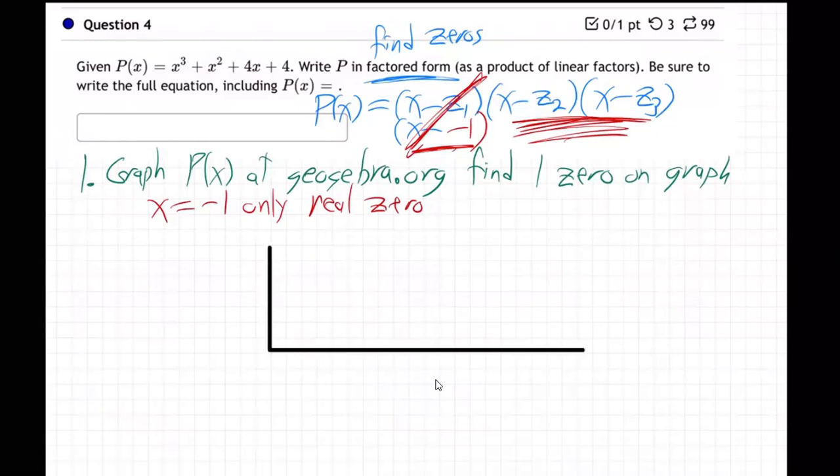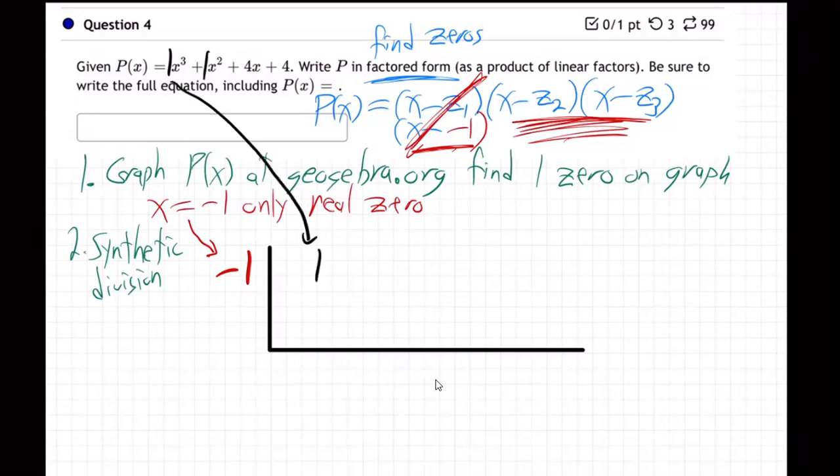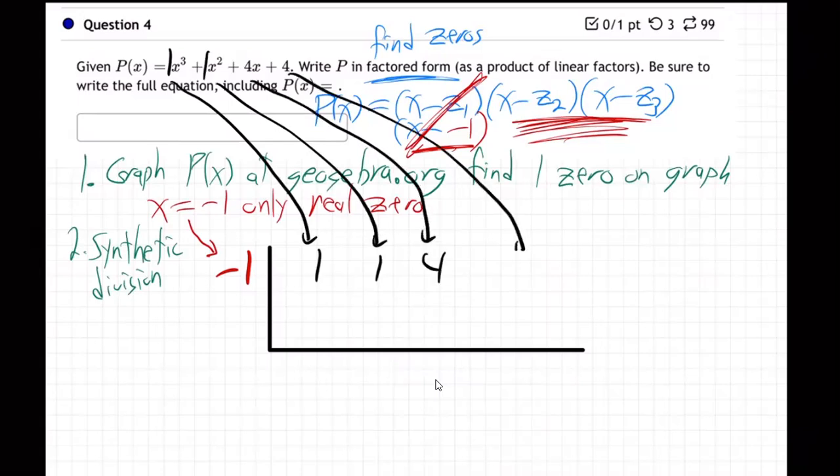Let's step over here. Synthetic division: you take the -1 you've been given, put it there, and then right here we're going to grab all the coefficients. This is 1, 1, 4, 4. So let's bring these down: 1, 1, 4, 4, and we can put a line here because that's going to be the remainder 0 at the last spot. Okay, so we're using synthetic division here. We're dividing by the zero we found. So bring this down, 1.